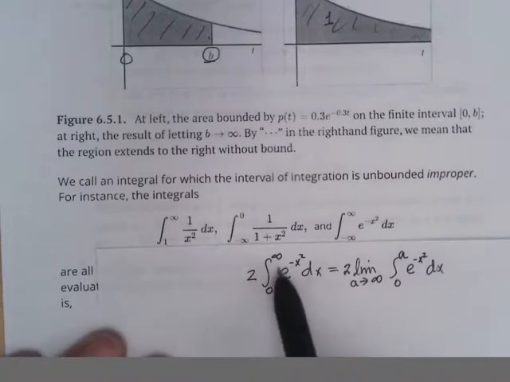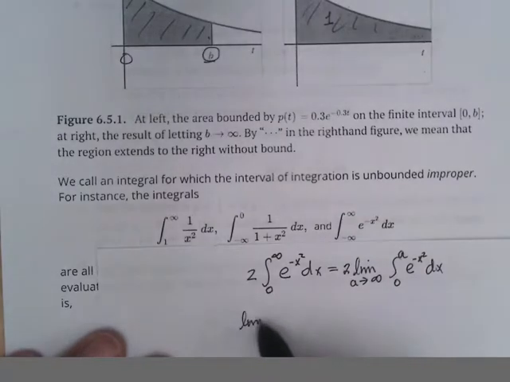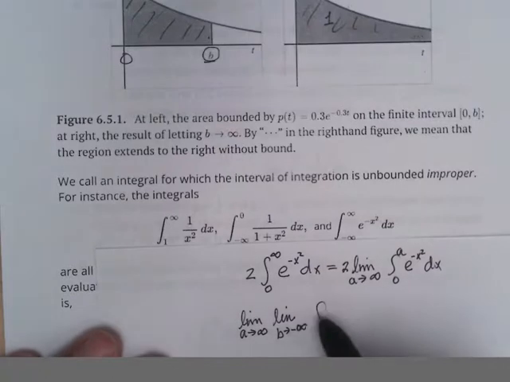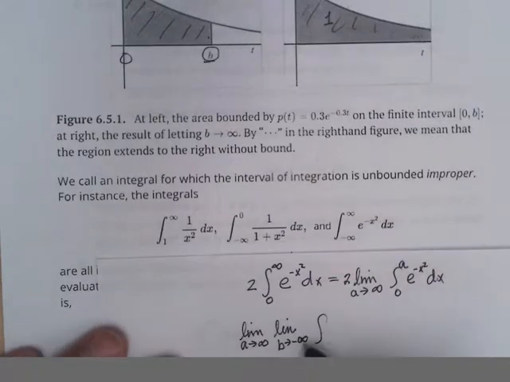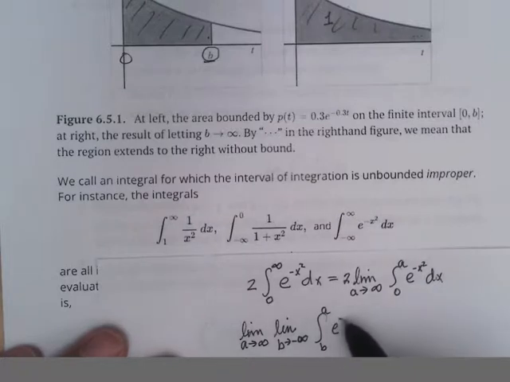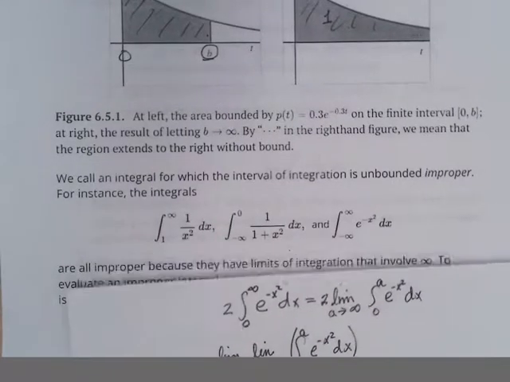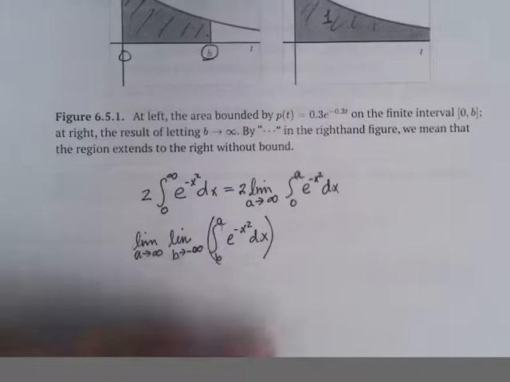Now, if we kept it with both of the infinities, we'd have to see what happens as a goes to infinity, as well as what happens as b goes to negative infinity, of the integral from b to a of e to the negative x squared dx. That's how you would have to set that up if you were trying to do it with the a's and b's.